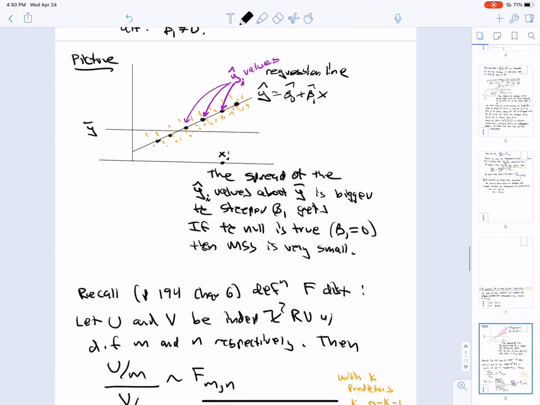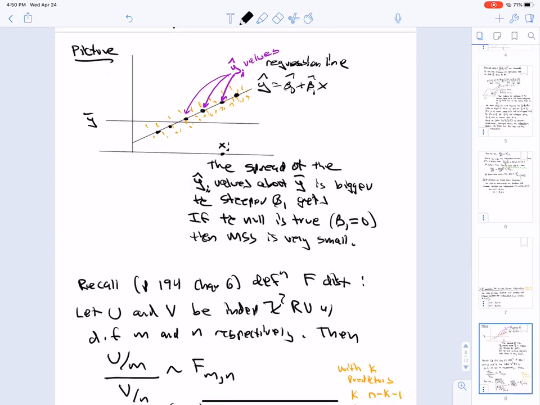And so here's a picture. In this picture, we have the regression line. And you can see that when the null is true, the MSS would be very small, right? Because the MSS is the distance from the regression to the mean. If beta 1 is 0, then that would mean that the regression line would coincide with y bar.